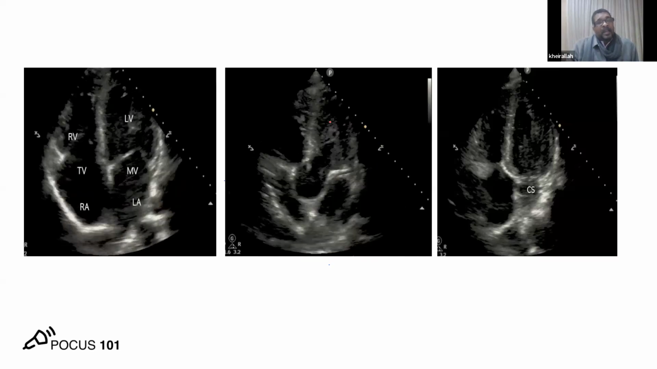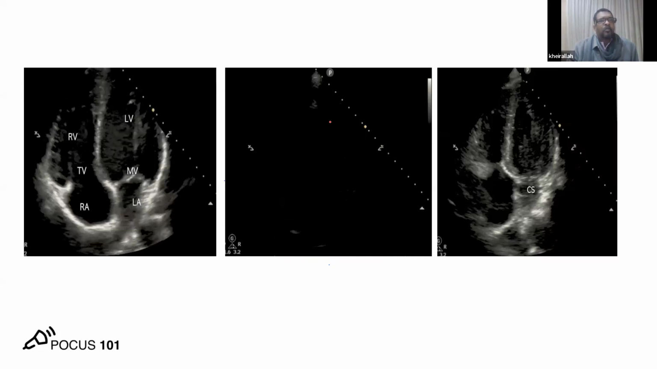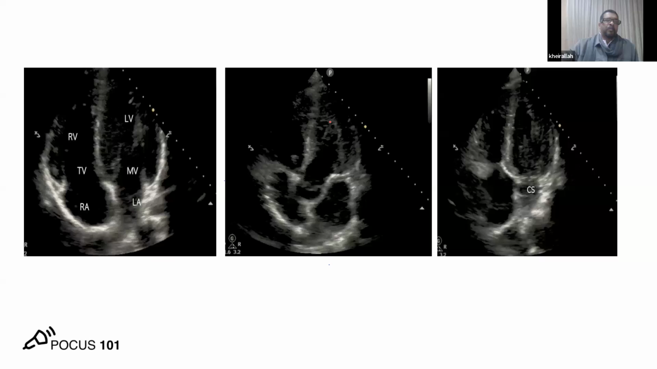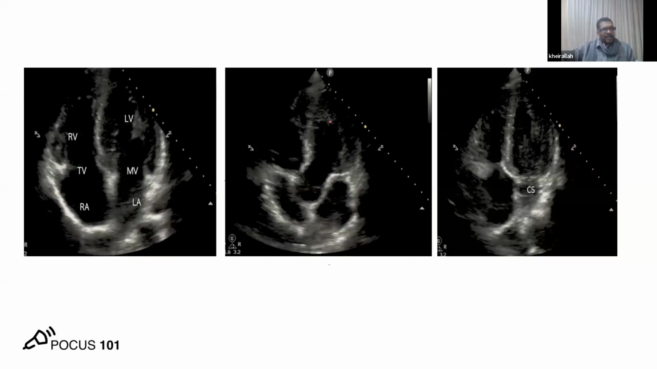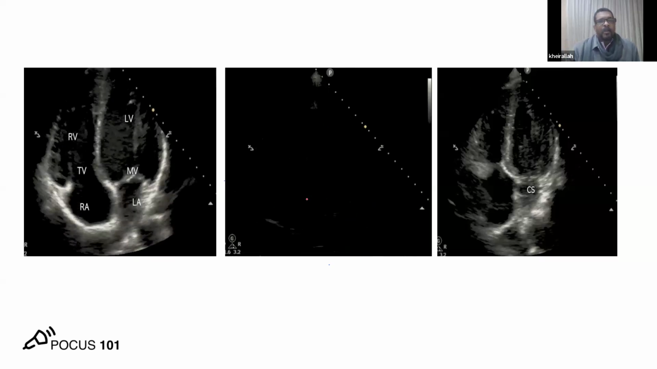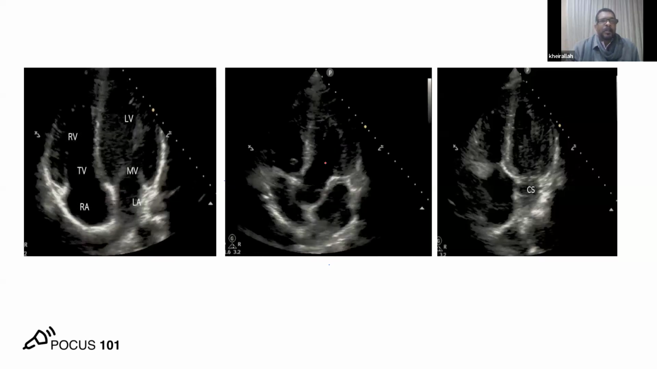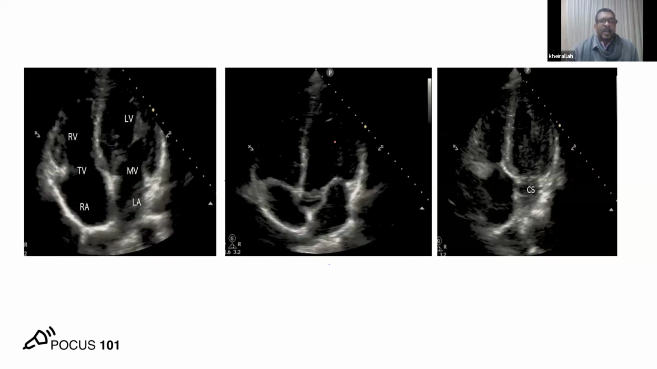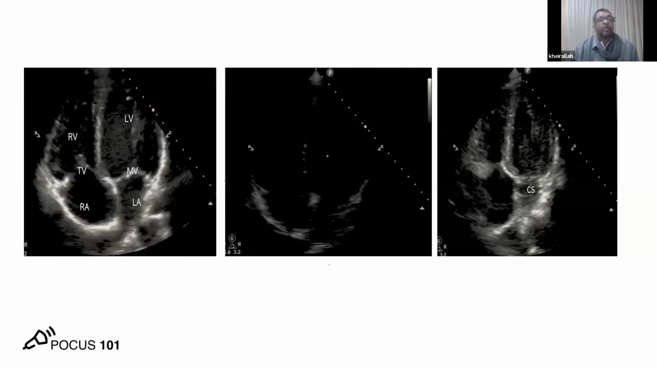And then from the same apical window, in the same position, without moving the probe anywhere, we just tilt the probe towards the patient's head. We get the apical 5 because we open the aorta. This is an important view because I can interrogate the flow across the aortic valve in case I have valvular obstruction, aortic stenosis, and all of that.